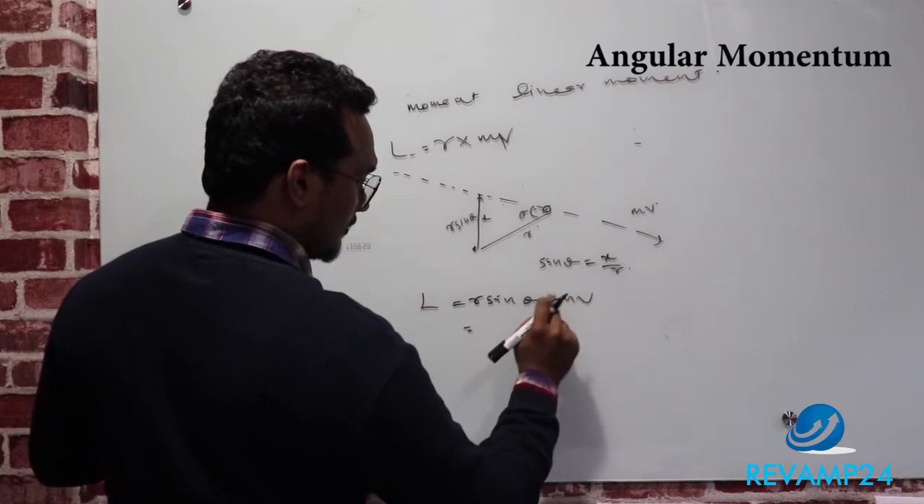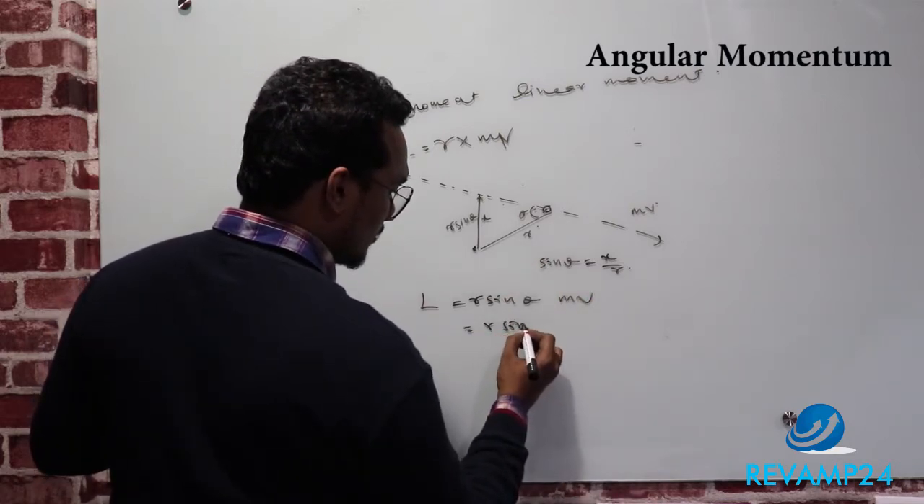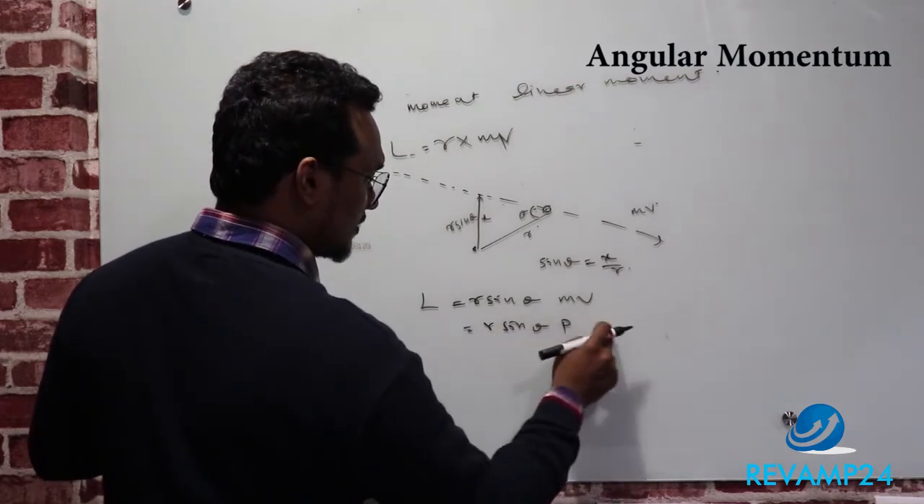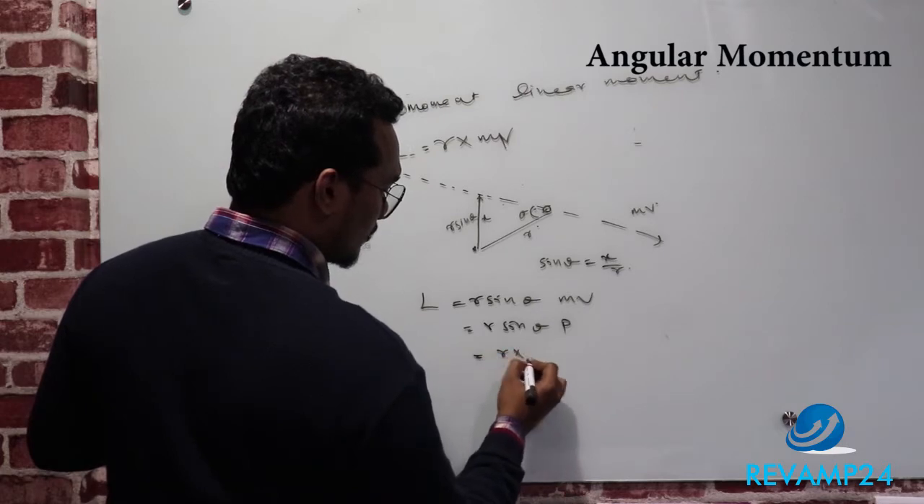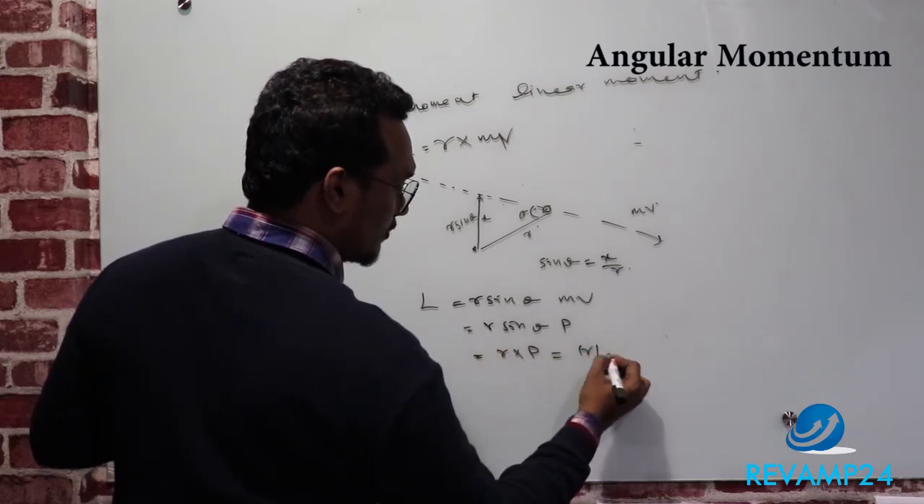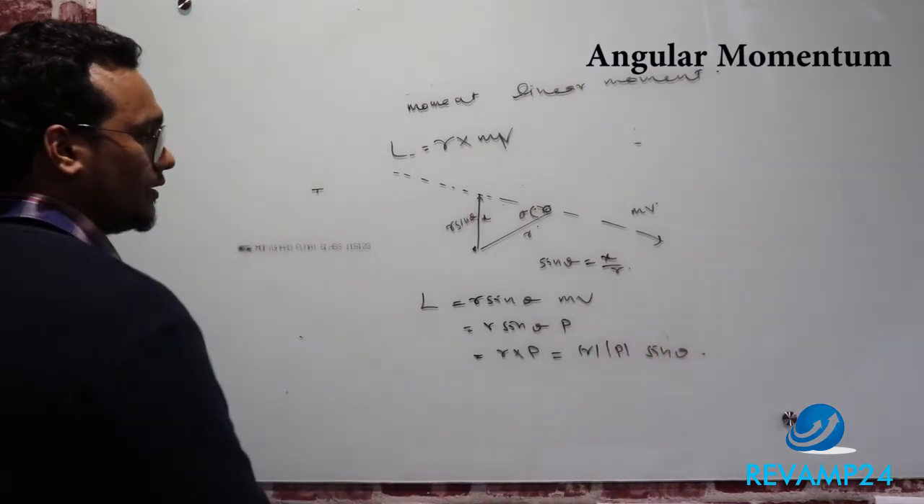What is mv R sin theta? mv is nothing but momentum, which is a vector. So it is R sin theta into momentum, p R sin theta, or rp sin theta, which is nothing but R cross p. R cross p is simply mod R mod p sin theta. So this is linear momentum.